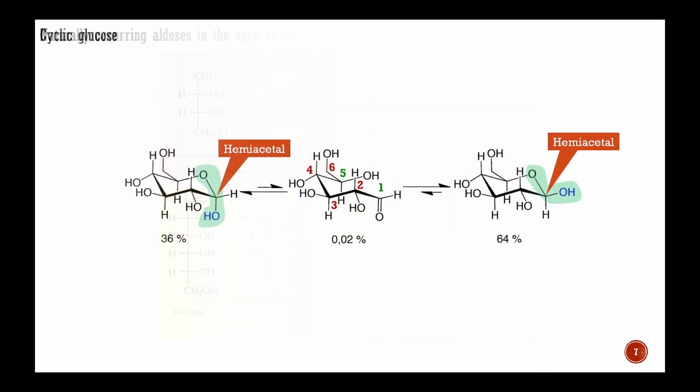In aqueous solution, a hydroxyl group and a carbonyl group within the same monosaccharide react to form a cyclic hemiacetal, resulting in either a 5 or 6-membered ring. For example, glucose undergoes an intramolecular addition reaction between the aldehyde group at carbon 1 and the hydroxyl group at carbon 5, forming a 6-membered ring, as shown here. Note that this is a reversible reaction.